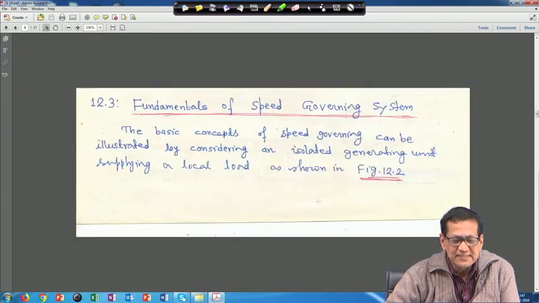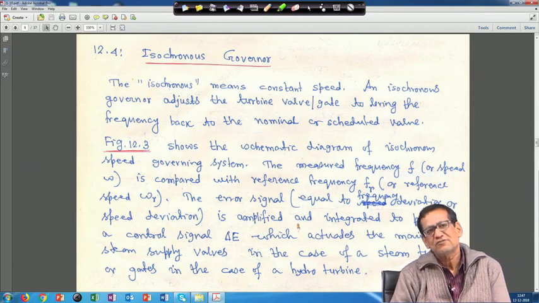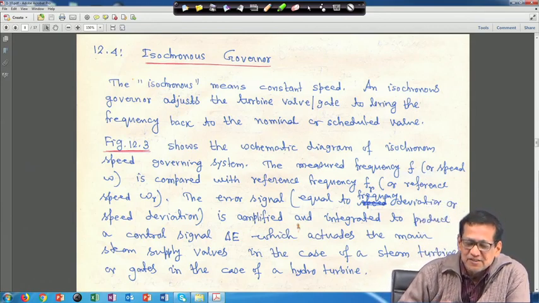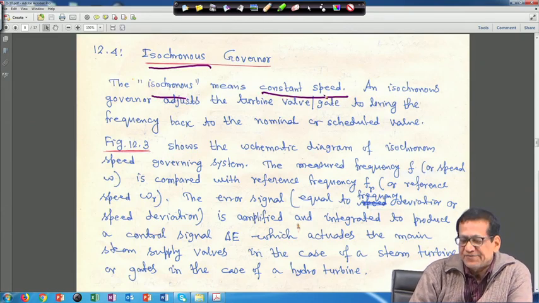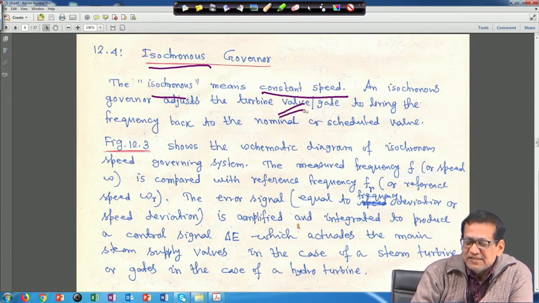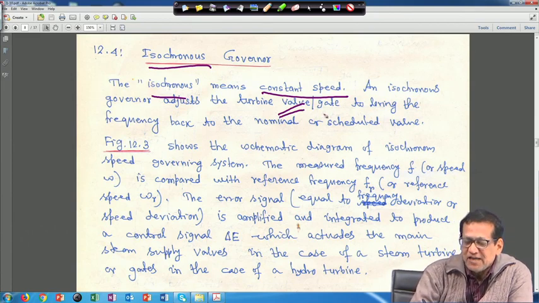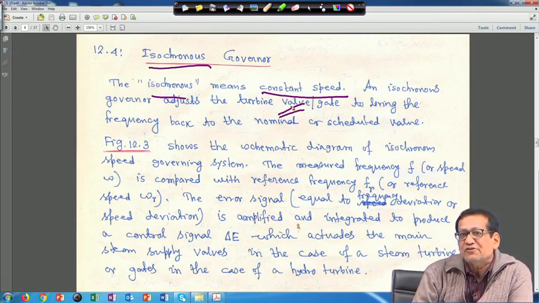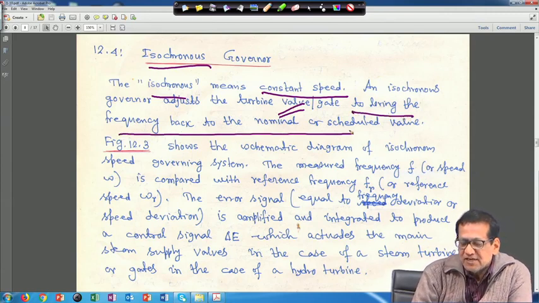Next, after this, we will come to another term called the isochronous governor. Isochronous means constant speed. An isochronous governor adjusts the turbine valve if it is a steam turbine, or the gate if it is a hydro turbine, the hydro gate. That is why when I write valve, it means steam valve, and when I write gate, it means hydro gate for a hydro turbine. This is to bring the frequency back to the nominal or its scheduled value.